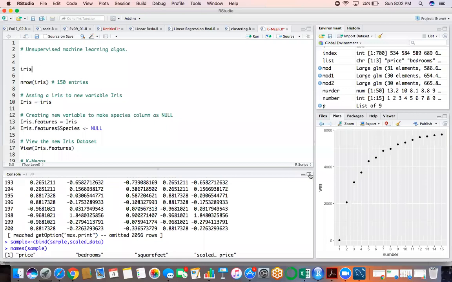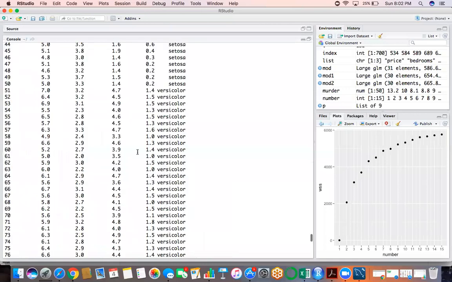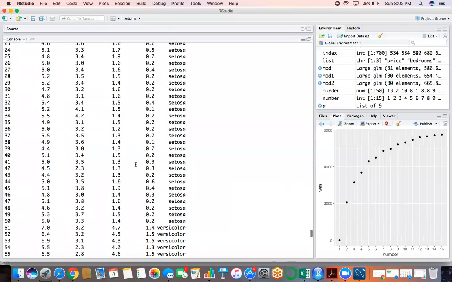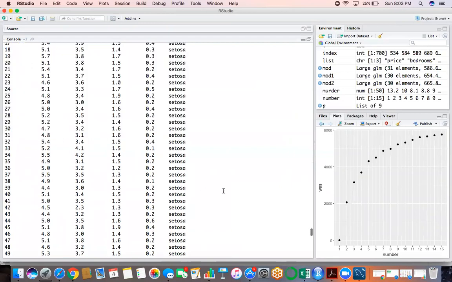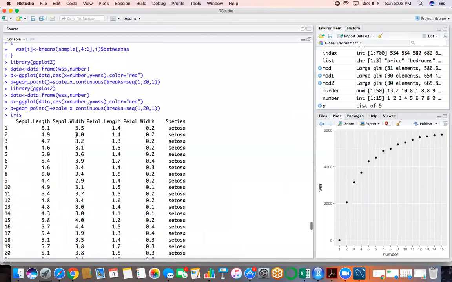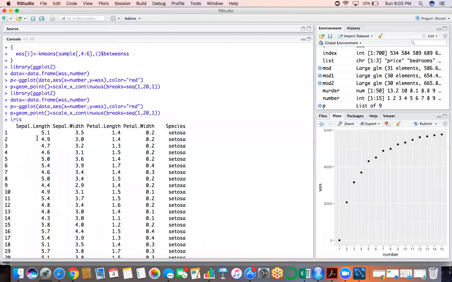This is our iris data set. We are all aware of it. It has 150 observations, and it is all about flowers, species of flowers. Basically there are three species: Setosa, Virginica, and Versicolor. There are a few observations, so it's a random sample. You have sepal length, sepal width, petal length, petal width, and the species.